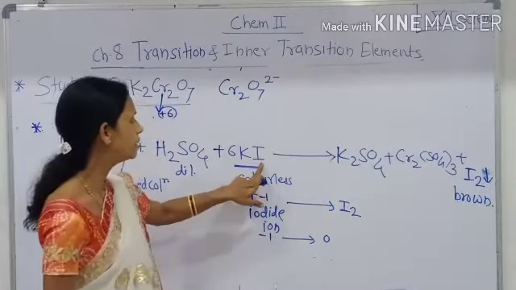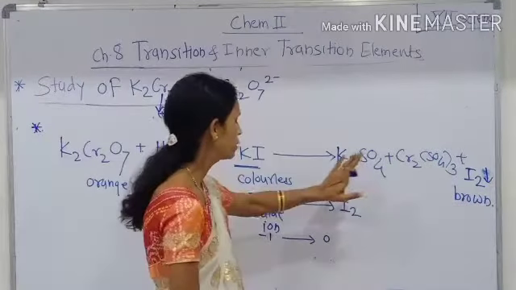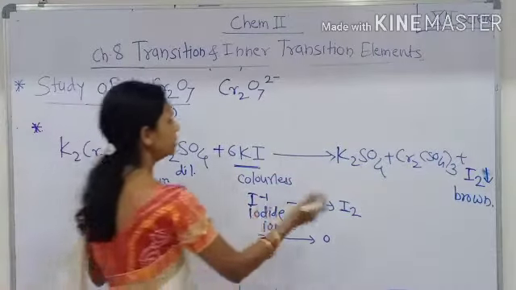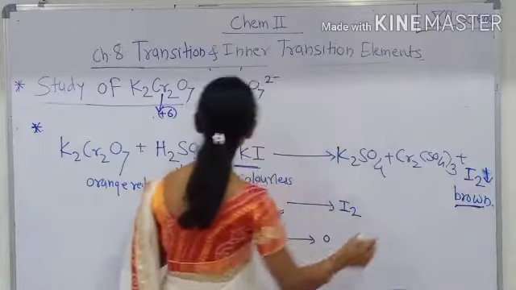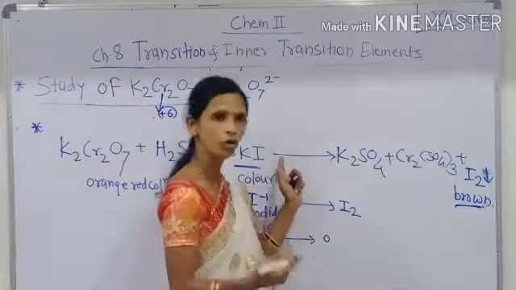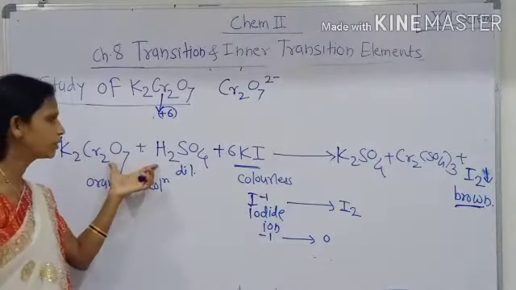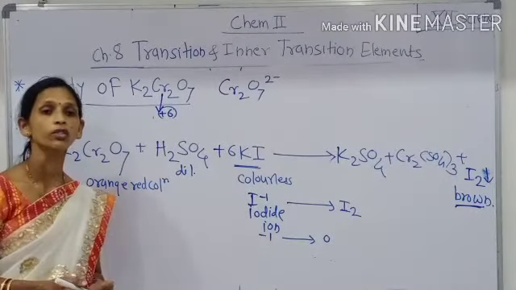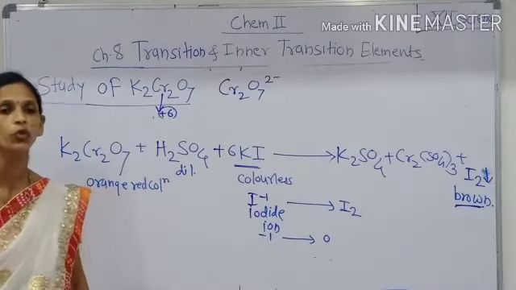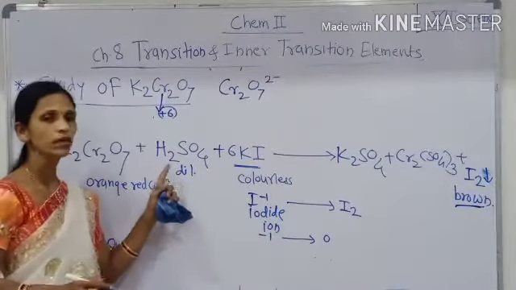Therefore, the I minus iodide ion oxidizes to the iodine solution, which is brown in color. Here K2SO4 is colorless. Therefore, the orange-red color changes to brown, which indicates that the I minus ion in the KI solution gets oxidized into iodine solution. That means acidic K2Cr2O7 acts as an oxidizing agent and oxidizes the I minus ion, iodide ion, into iodine solution. First of all, we have to balance the reaction.